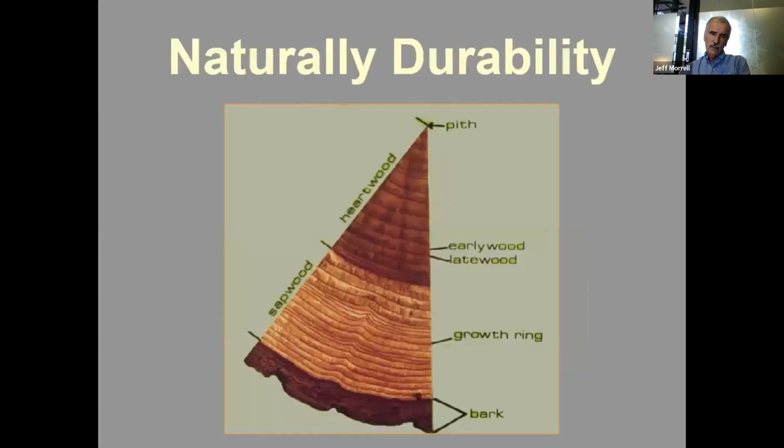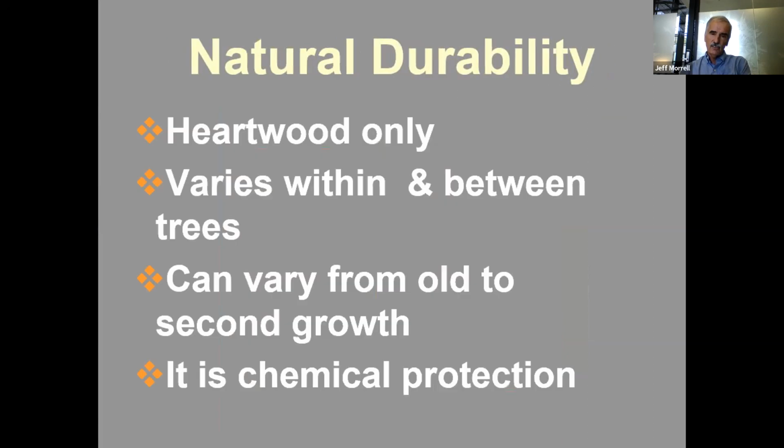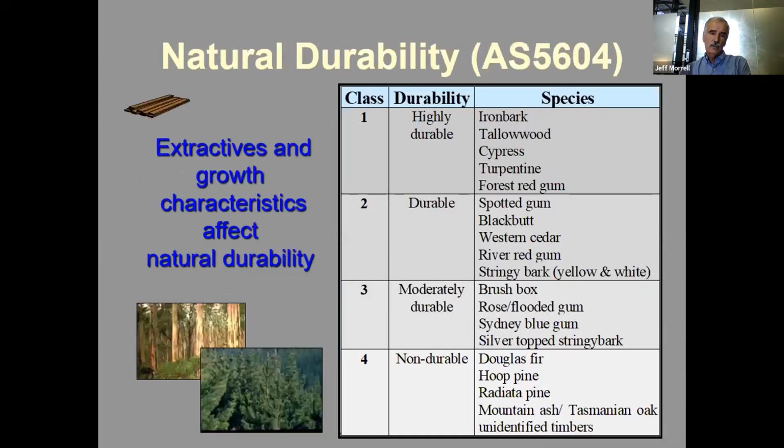And then the other thing we can look at is natural durability. So we'll talk, I think next week you'll hear a little bit more about this, but the heartwood of many species, which is the dead part of the standing tree, can have chemicals in it that are incredibly effective against decay and insect attack. It's important to understand natural durability is heartwood only. So if you have any sapwood, that doesn't work. It varies widely between and within trees. It varies from old to second growth. And realistically, it's chemical protection, whether you want to delude yourself that it's not chemistry going on here. These are preservatives. There's natural ones.